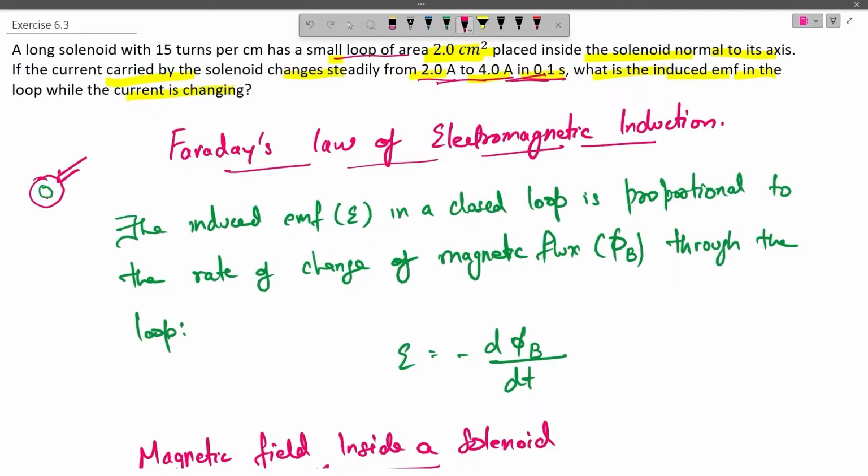Now Faraday's law of electromagnetic induction says that the induced EMF in a closed loop is proportional to the rate of change of magnetic flux phi B through the loop, and that is given by induced EMF equals minus d phi by dt.